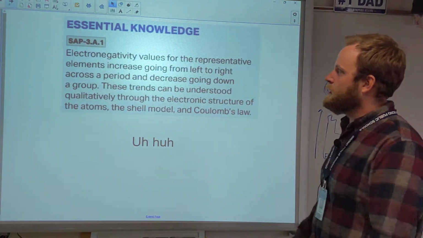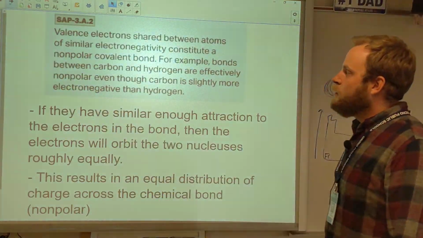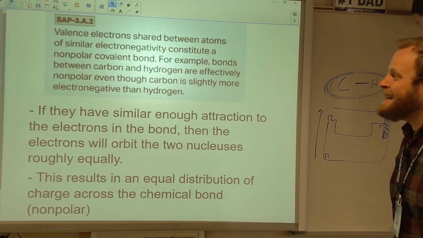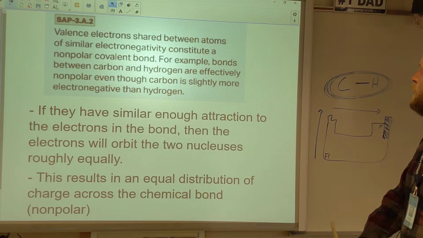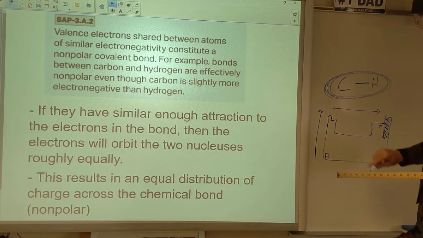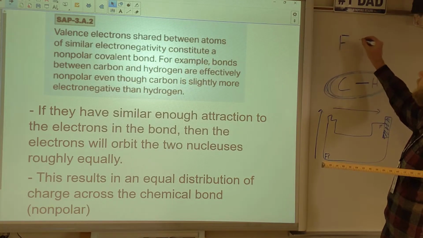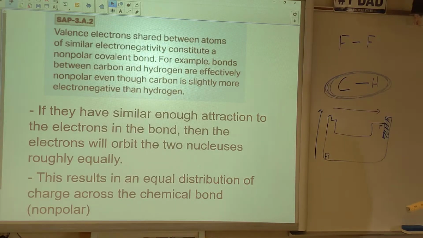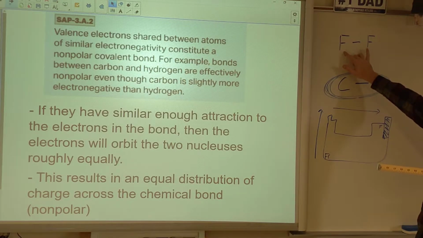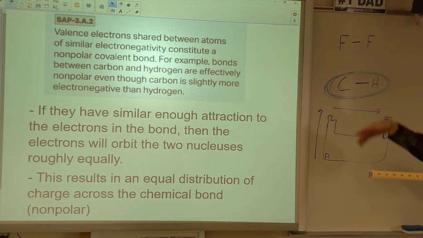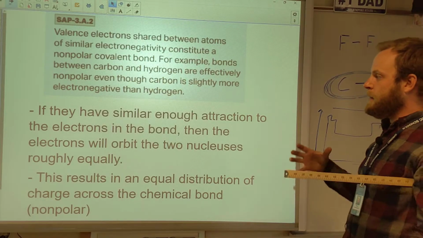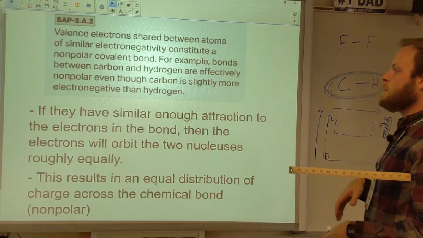Great. That's what that says. Valence electrons shared between atoms of similar electronegativity constitute a nonpolar covalent bond. So if the nuclei are similar, and let's use an extreme example where the nuclei are exactly the same. This is the fluorine molecule, F2. These 2 electrons are going to be evenly distributed around these 2 nuclei, and so we call that nonpolar, because the electric charge will be evenly distributed around the entire molecule.